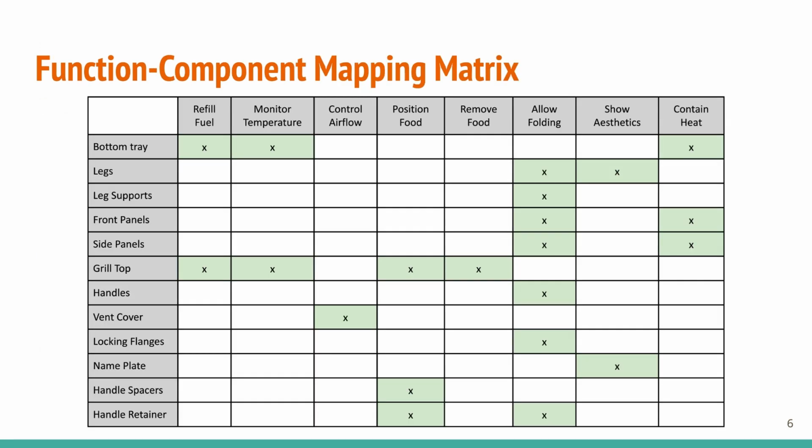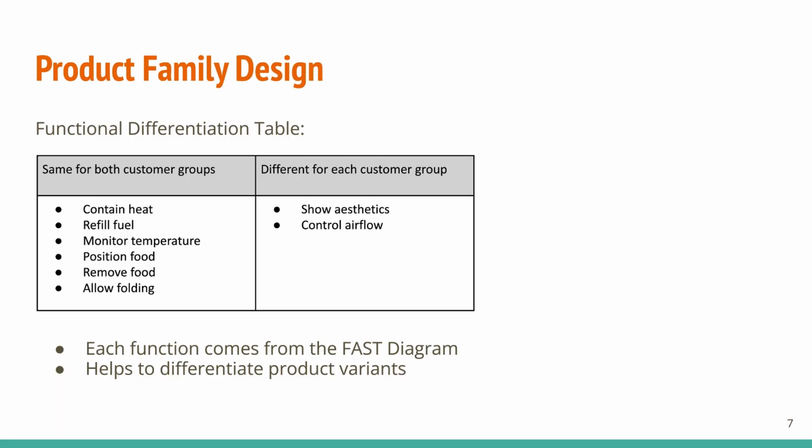So for our function component mapping matrix, there are position, food, allow folding, and contain heat that all have 3 or more parts that go into this, and allow folding has 7 parts that are included in this. For the product family design, the functional differentiation table, we look at what's similar and what's different for each customer group. With similarity, we see things like containing heat, position of food, and allow folding. And then differentiation comes through the show of aesthetics and control of airflow.